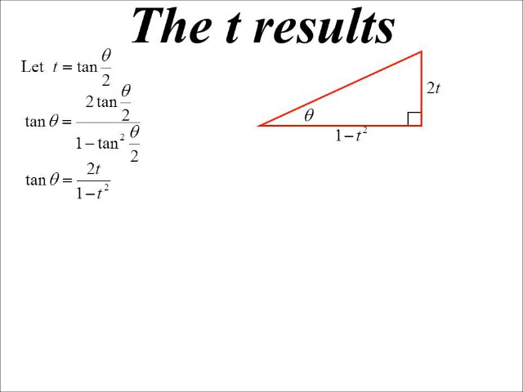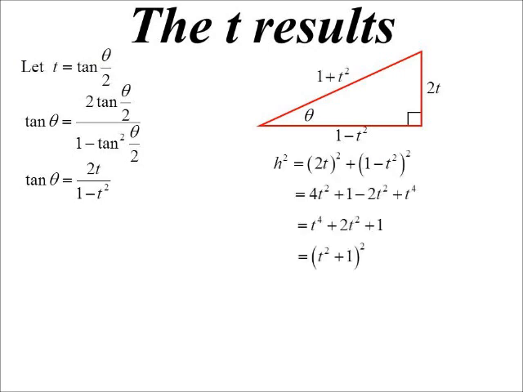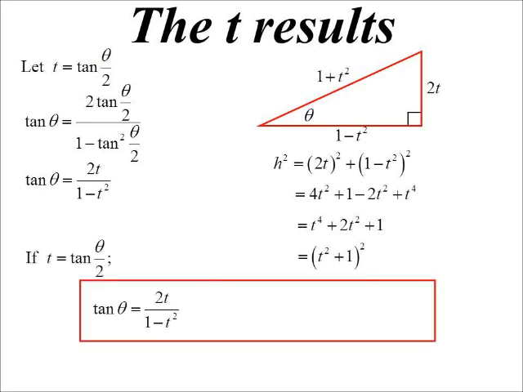So if tan is 2t on 1 minus t squared, opposite over adjacent, bit of Pythagoras, we can work out the hypotenuse eventually. There's a perfect square. So it'd be t squared plus 1 would be the hypotenuse, or 1 plus t squared, either way. So I can read off that, if t is tan theta on 2, tan theta is 2t on 1 minus t squared. Sine theta, 2t on 1 plus t squared. And cos theta will be 1 minus t squared on 1 plus t squared. So that's what we call the t results. How we came up with that name, I'll never know.